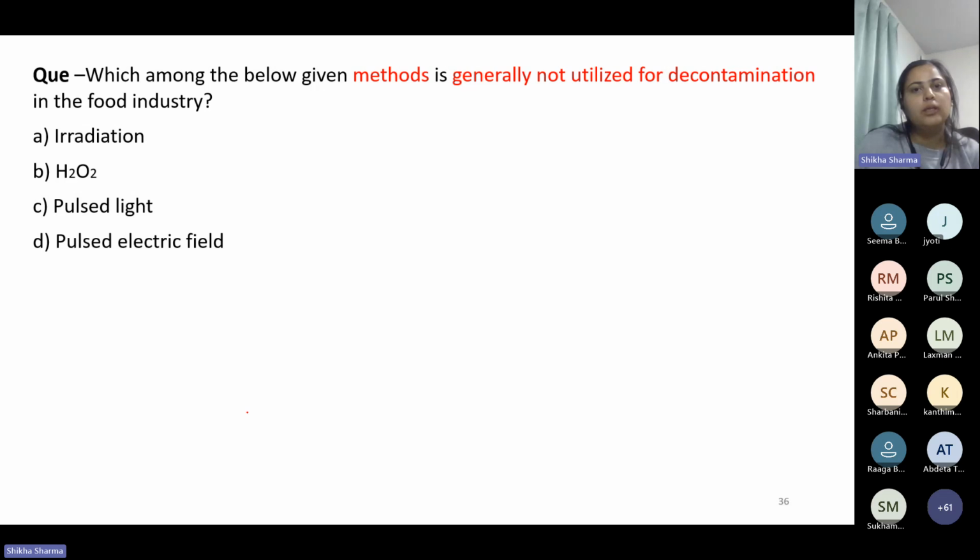Which among the below given methods is generally not utilized for decontamination in the food industry? Irradiation, H2O2, pulse light, pulse electric field. H2O2 is not utilized for decontamination in the food industry. Next, anyone? Option A, irradiation. Okay. Option C, pulse light.